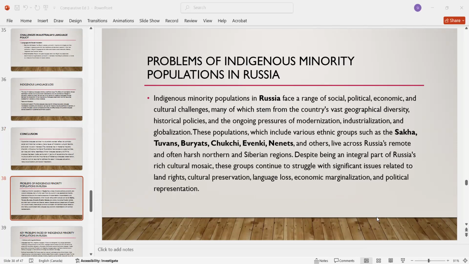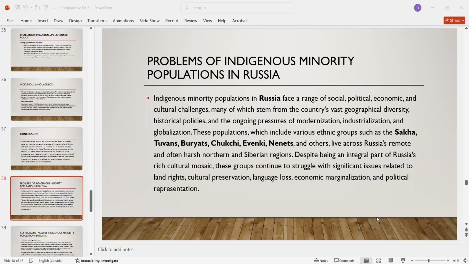Now the third country, Russia, right? After learning these three only, we can discuss what are the differences between these language policies. What are the issues, whether it is similar or different, right? Is there any similarity between the issues or are differences there? We can discuss.